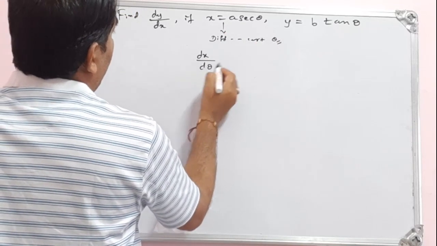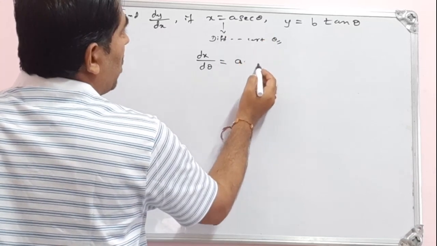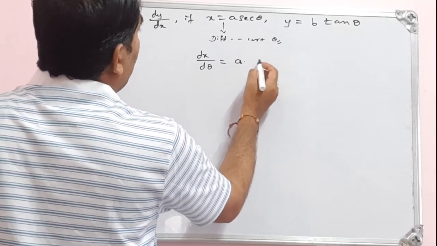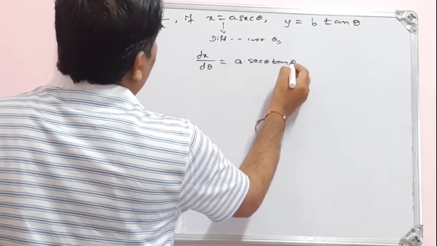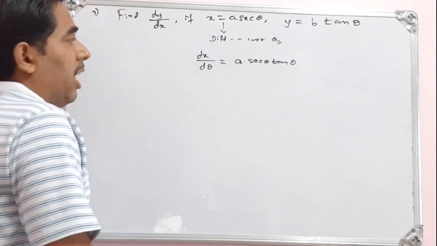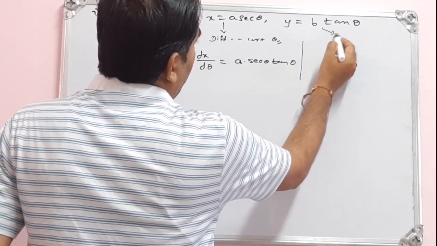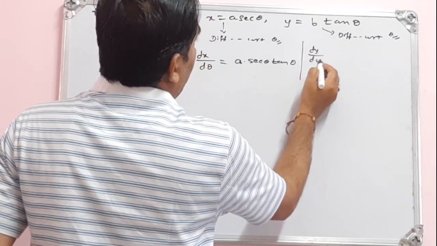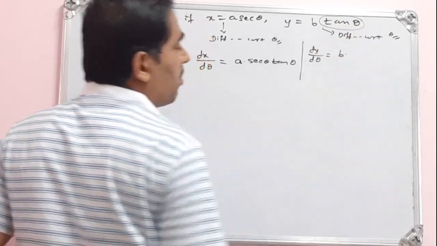So we'll get dx by d theta. A as it is. The derivative of secant theta with respect to theta is secant theta into tan theta. The derivative of secant x, we know, is secant x into tan x. So that's it. Now differentiate y with respect to theta, and we'll get dy by d theta. I'll write b as it is. See, the derivative of tan theta with respect to theta.